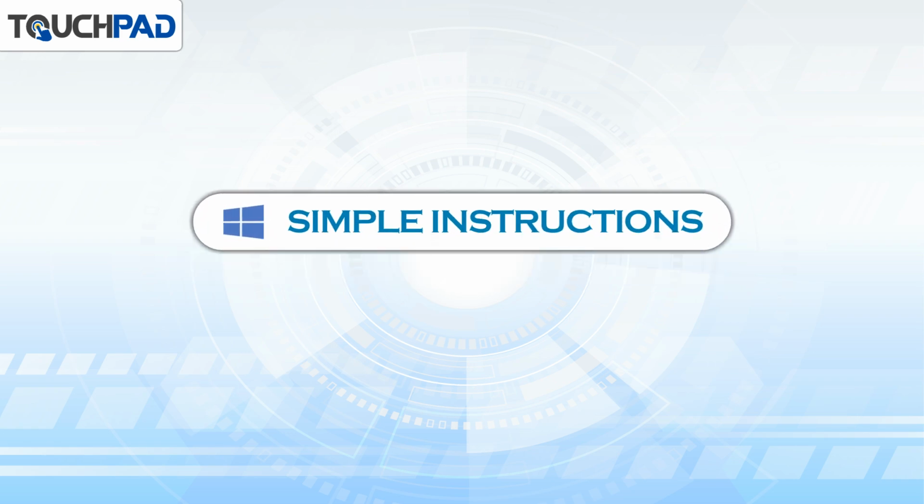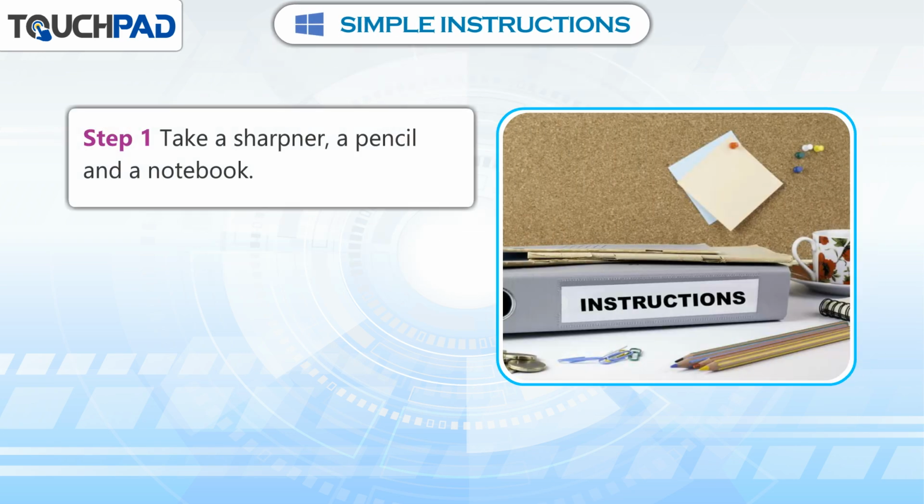Simple instructions. The order of instructions to do a task is important. Let us see the sequence of instructions to sharpen the pencil and write it in the notebook.